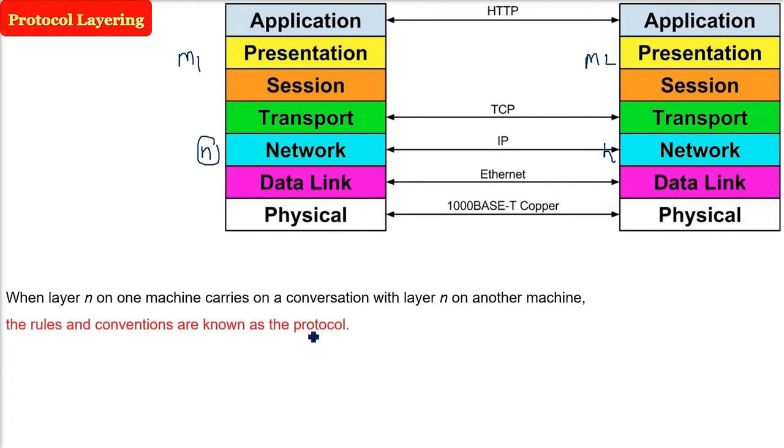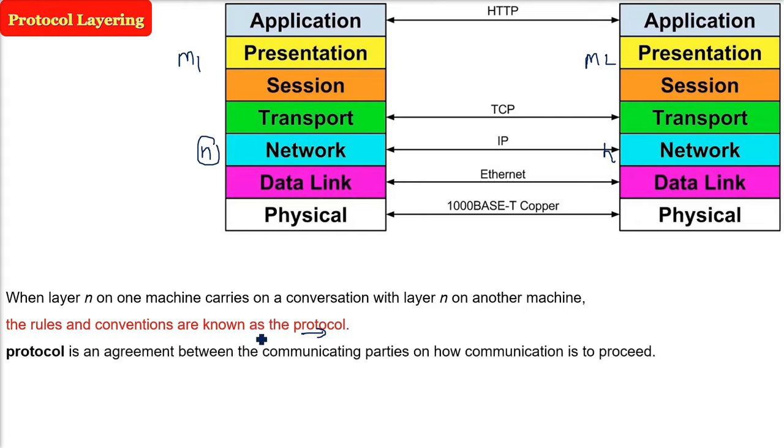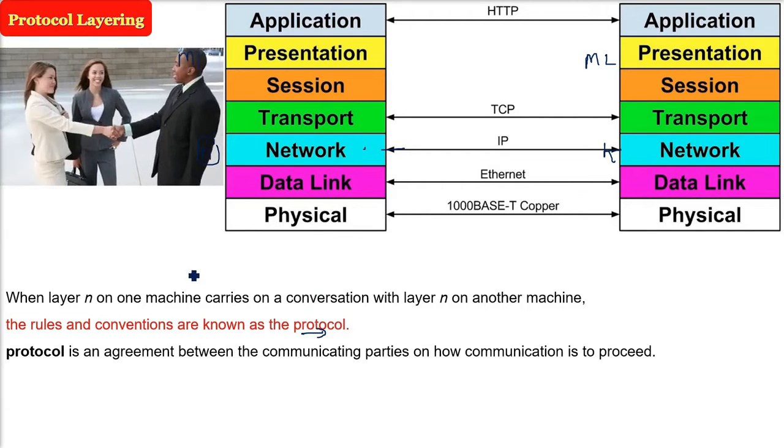And they will come together for a protocol. That is, there will be rules and conventions. On the basis of these rules and conventions, they will talk and hold the conversation. That is the protocol: what will be the header size, what is the packet size, all these. So a protocol in all is an agreement between the communicating parties. That is, how are we going to communicate, and what are the underlying details?